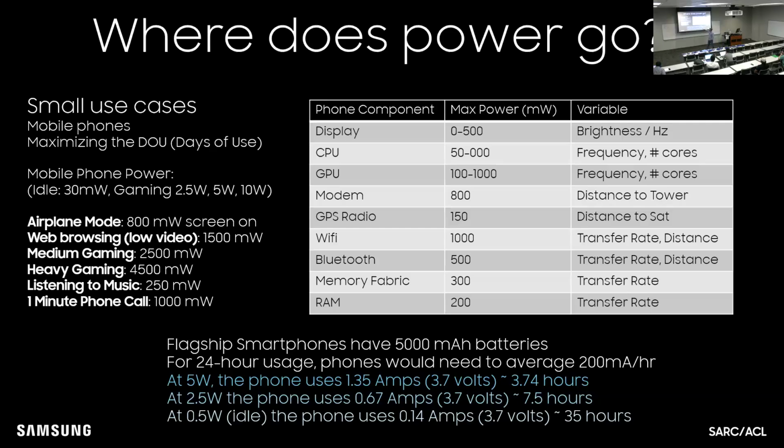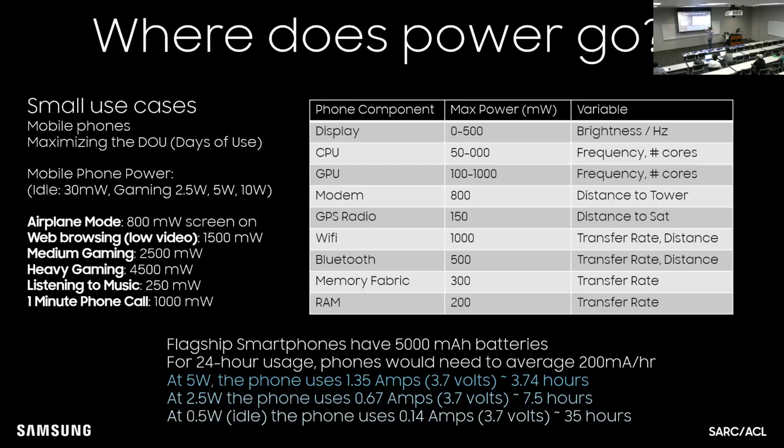So when we make a phone, we have to think about how long your battery can survive. Airplane mode, when you don't have Wi-Fi and the screen is on, you're watching a movie or something like that, maybe 800 milliwatts. Web browsing, 1500 milliwatts because you're using Wi-Fi. Low video gaming is 2.5 watts. That's like Angry Birds or card games. Heavy gaming, like Genshin, is going to be almost 5 watts, right? Listening to music's almost nothing, 0.25 watts. And a minute phone call is about 1 watt.